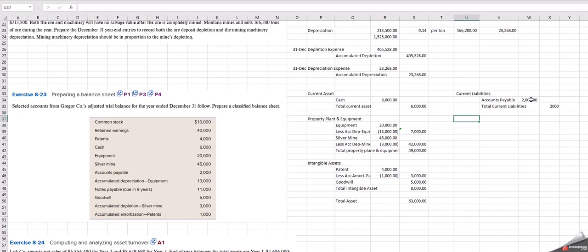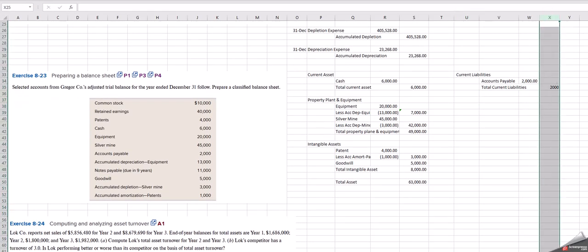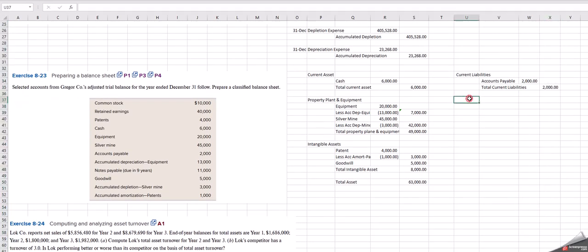So then we'll come down to our long-term. And the notes payable, again, are 11,000. And then we would total those long-term liabilities. And then we would total our liabilities.